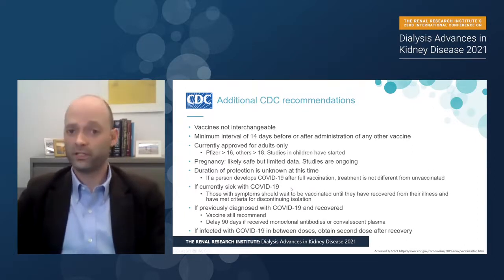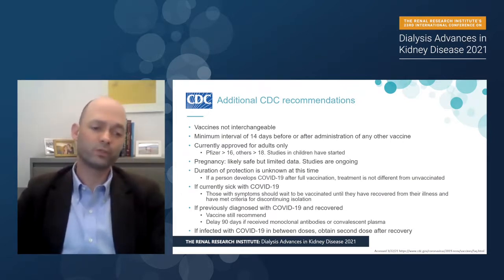The duration of protection of these vaccines is unknown at this time. So if someone develops COVID-19 after full vaccination, it is important to follow standard recommendations in terms of treatment, similar to those who are not vaccinated. If someone's currently sick with COVID-19, what do you do about getting vaccinated? Those with symptoms should wait to be vaccinated until they have recovered from their illness and have met criteria for discontinued isolation. We certainly don't want someone who is thought to be contagious waiting in line.